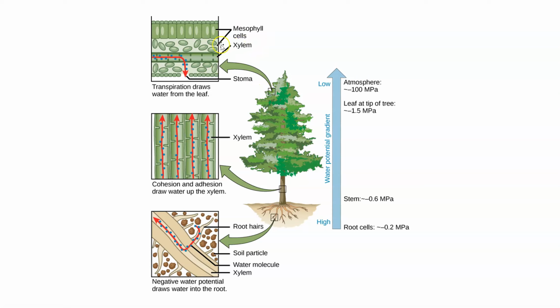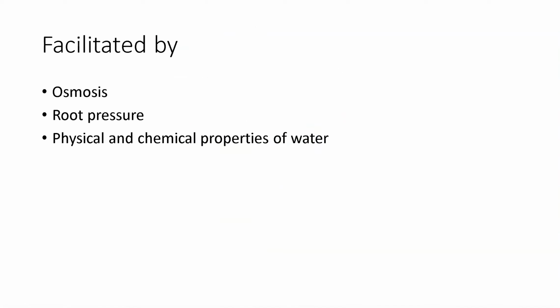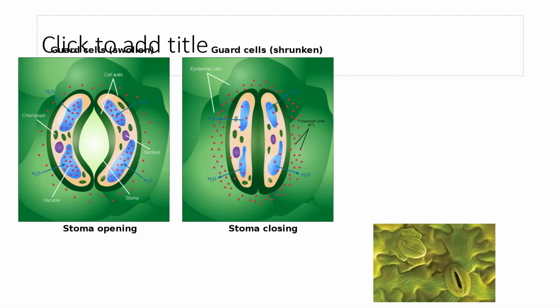So there are different layers. This is the xylem. And so as you can see, there's this potential gradient. This is the gradient that drives water up that tree. Okay, so it's facilitated by osmosis, root pressure, and the physical chemical properties of water.